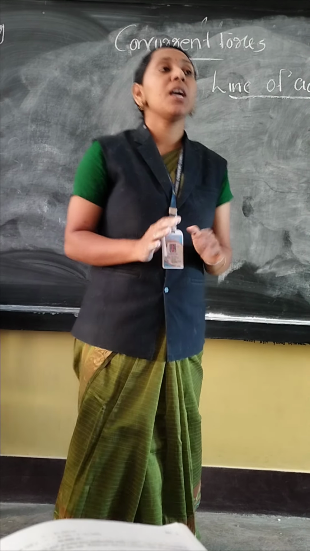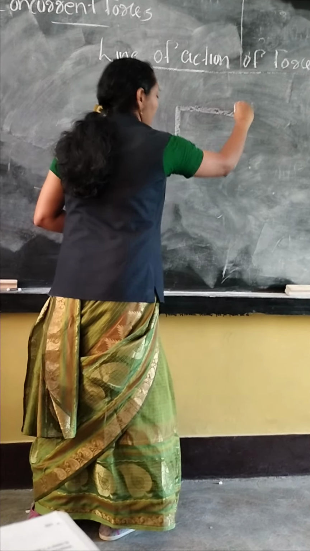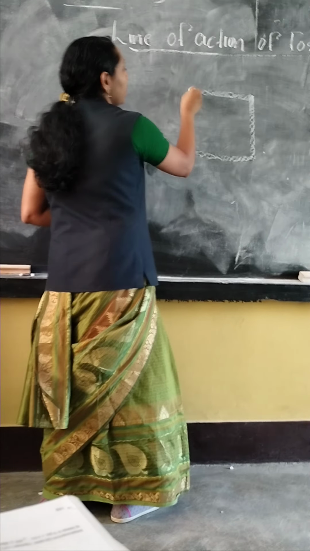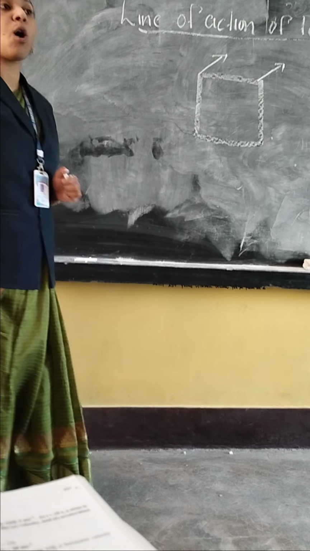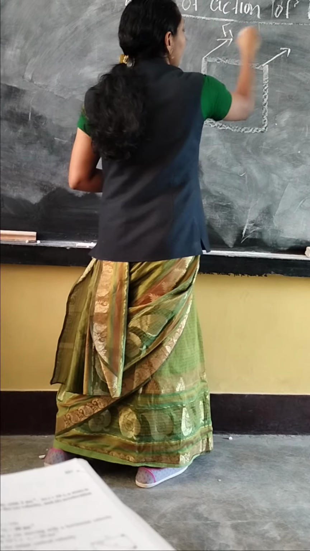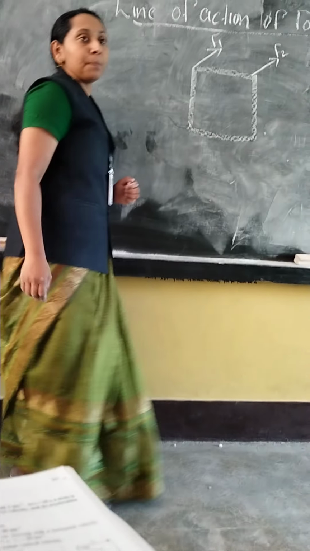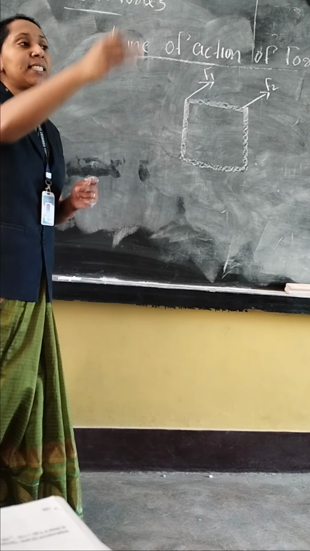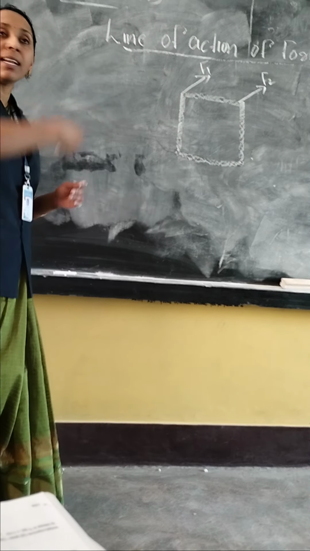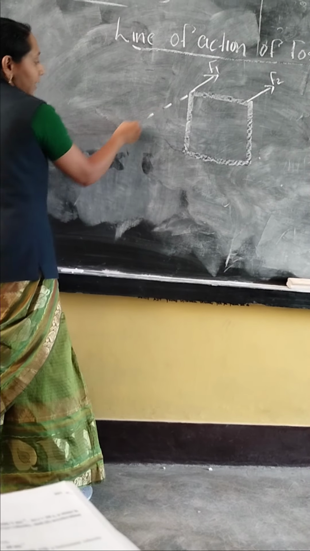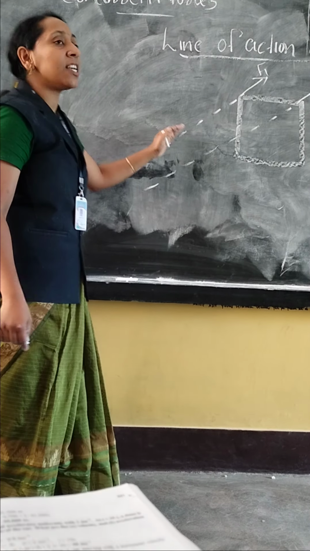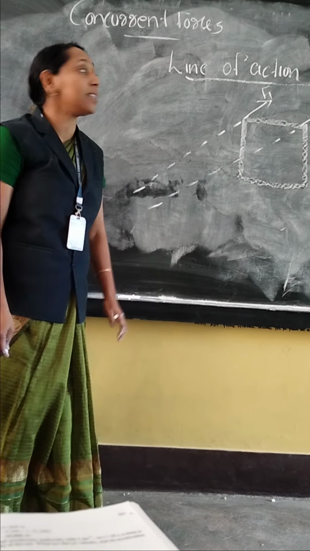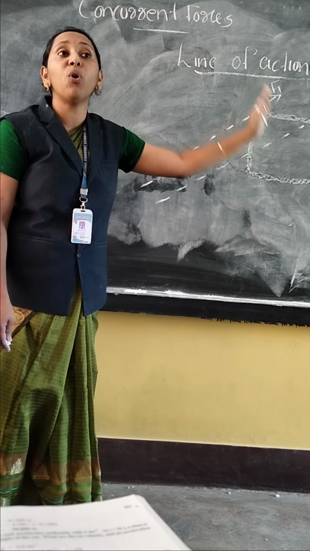What is that? I am considering a body and applying two different forces here. One is here and one is here. I am calling these forces F1, F2. Okay? I am trying to extend the lines of the forces to the other side also. I am extending this force like that, and extending this other force also. This extension of the force lines is called line of action of force.